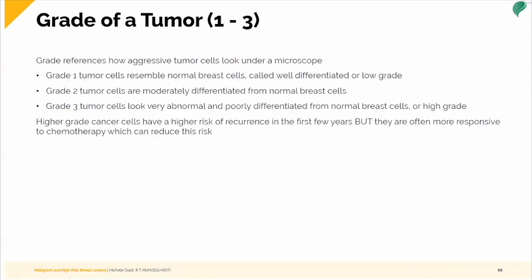So the grade of a tumor refers to how aggressive the tumor cells look when observed under a microscope. Grade 1 tumor cells resemble normal breast cells, and you will read in the pathology report the words well differentiated or low grade. Grade 2 tumor cells are described as moderately differentiated from normal breast cells. And grade 3 is high grade, more aggressive breast cancer, and the cells will look very abnormal and poorly differentiated from normal breast cells under the microscope.